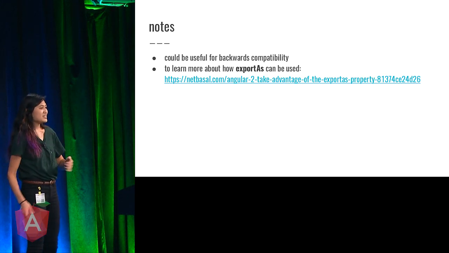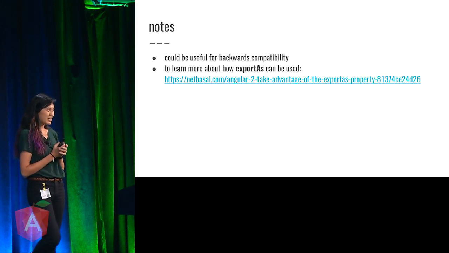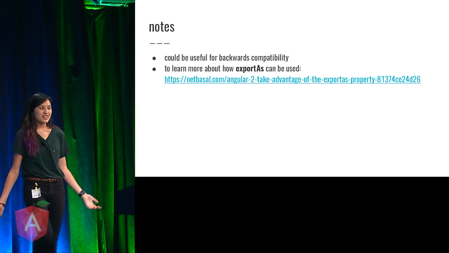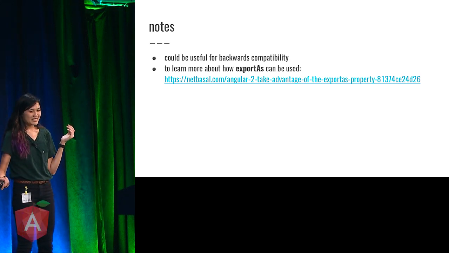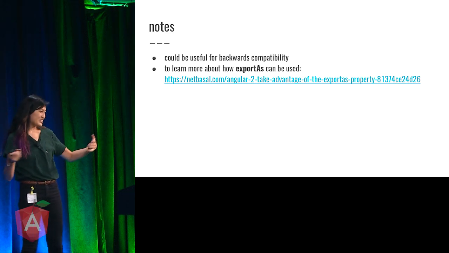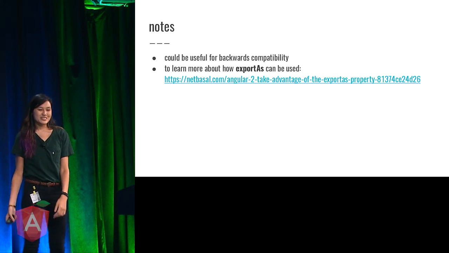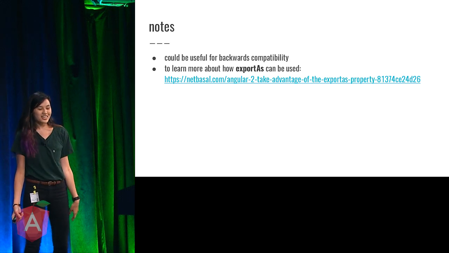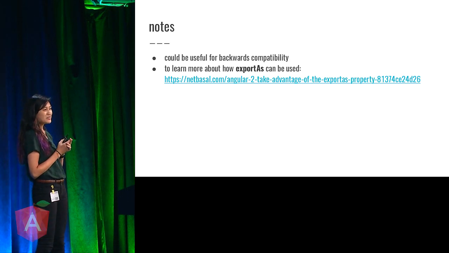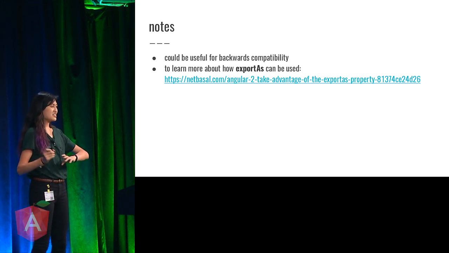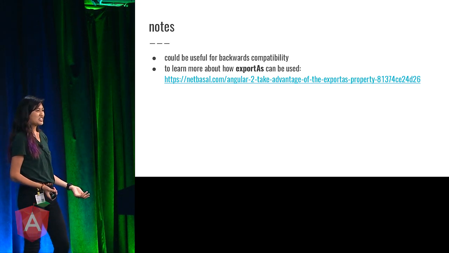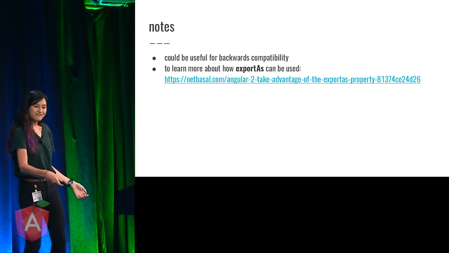So, notes: this could be really useful for backwards compatibility. Suppose you have a directive and at first you want to export as one, but then you think, oh wait, I want to name it two, but I don't want to mess up anyone who was using one in the beginning. So yeah, good for backwards compatibility. To learn more about how exportAs can be used, there's a link right there. I will be posting all the links I mentioned here in the comments section later on the meetup.